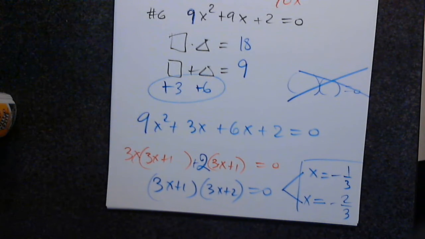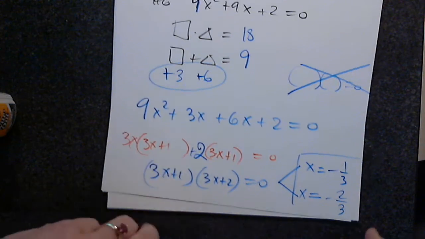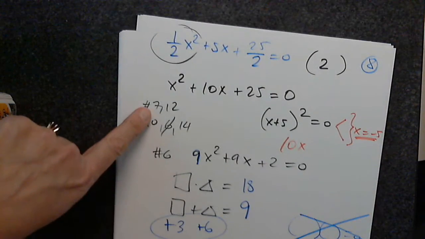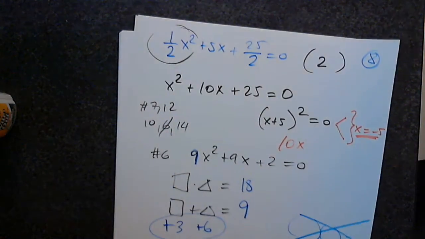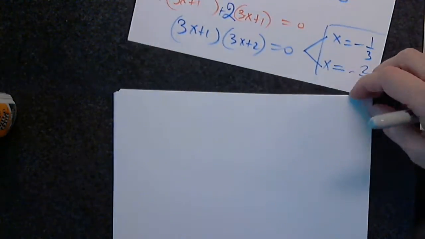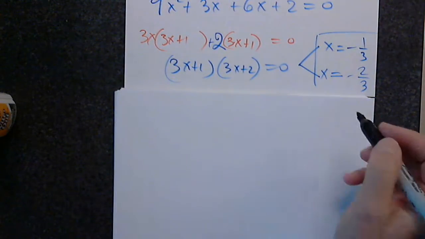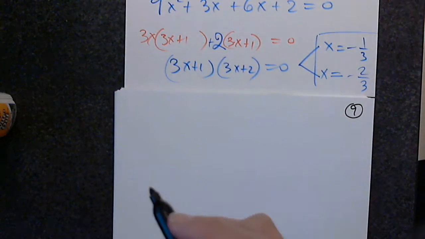I know you all understood what's happening here, but if you don't practice, you're not going to remember this. Okay, we move on to number 7. So we have 6, 7, 10, 12, and 14. Any questions on number 6? Okay, number 7.